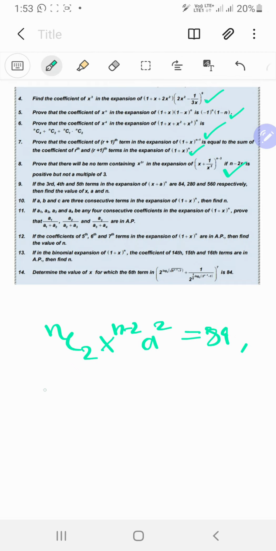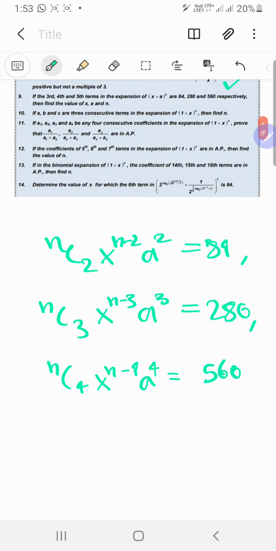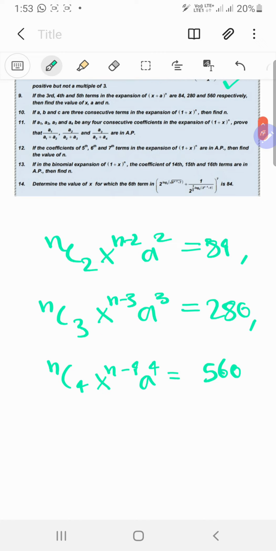Then you have the fourth term, which will be n choose 3 into x^(n-3) and a cubed. That will be 280. And you also have n choose 4, x^(n-4) into a^4. That will be 560.